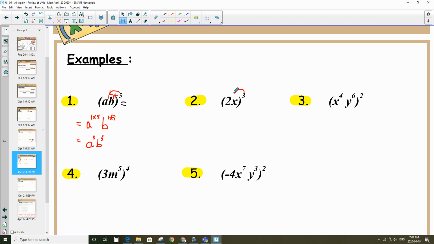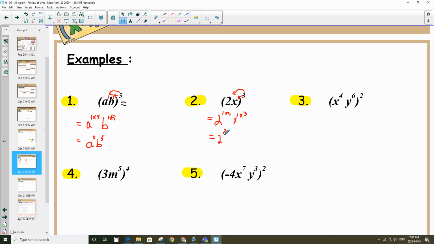Okay, question 2. The 3 acts on the 2, and it also acts on the x. And each of these have a little exponent of 1. Okay, so same thing. So for the exponent, it's going to be 1 multiplied by 3. And on the x, same thing, 1 multiplied by 3. Just bear with me. I'm trying to write with my mouse and it's not the easiest.